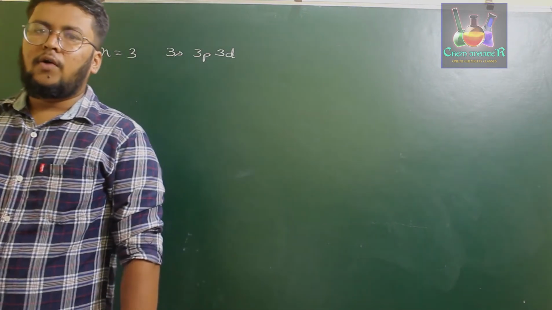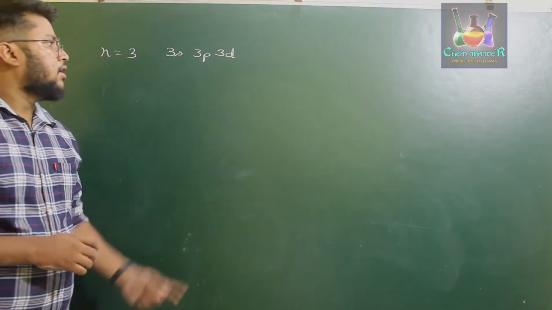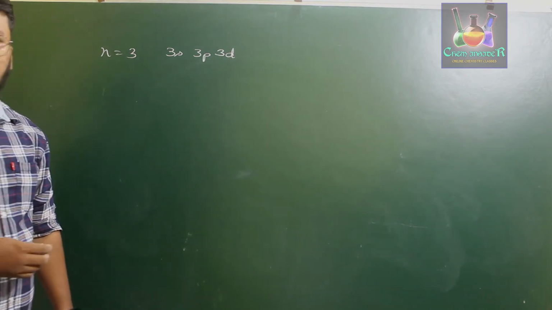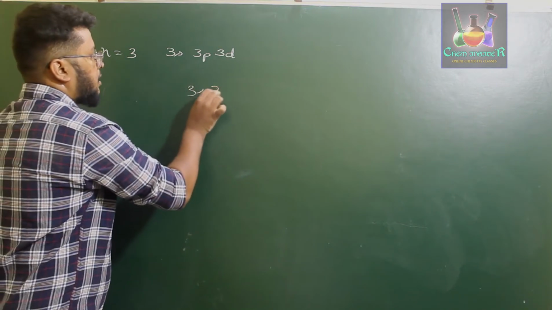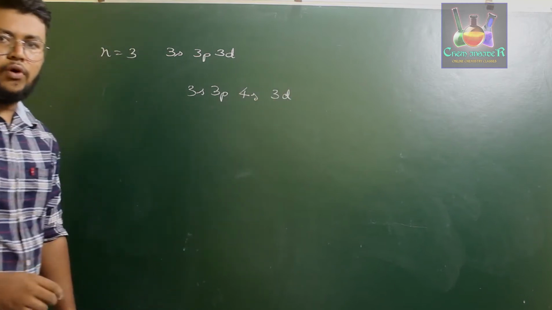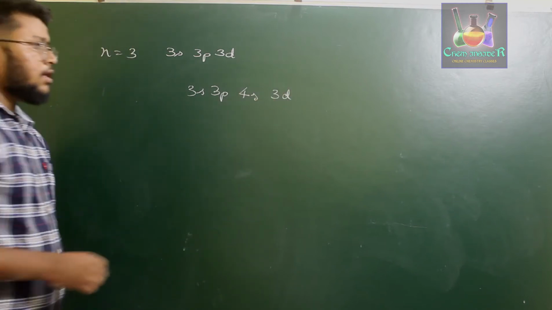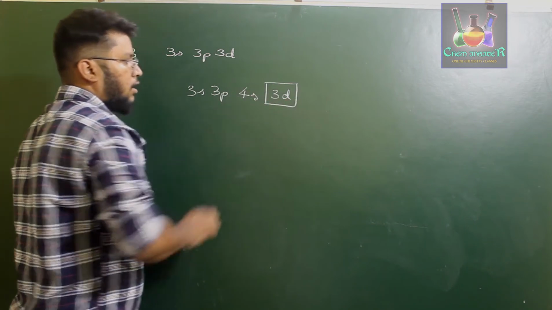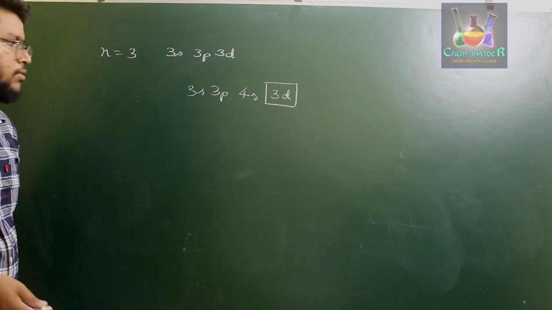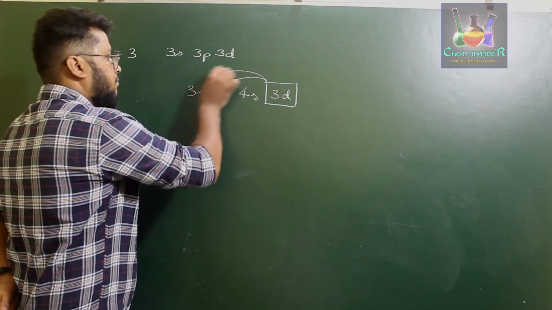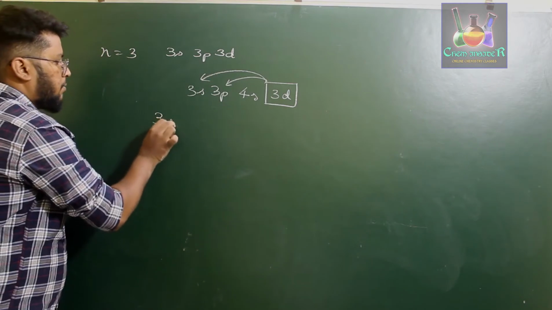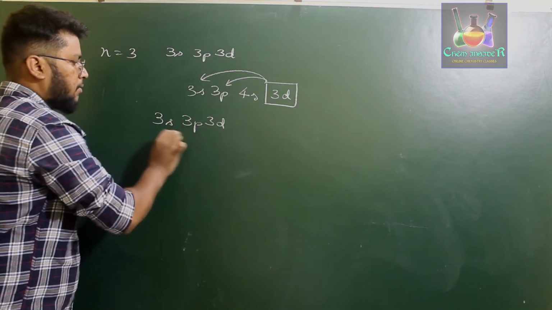And further, what we have observed in the previous classes is that this 3d orbital comes after the 4s orbital of the periodic table. That is, 3s, 3p comes before 4s and later comes the 3d orbital. Therefore, the energy of this particular 3d orbital is almost equal to the energy of 3p, 3s. Therefore, it may undergo hybridization from 3s, 3p, 3d.